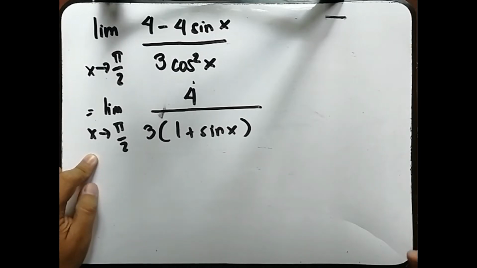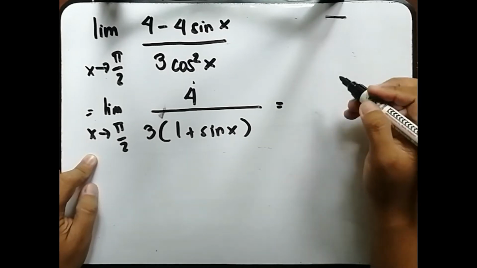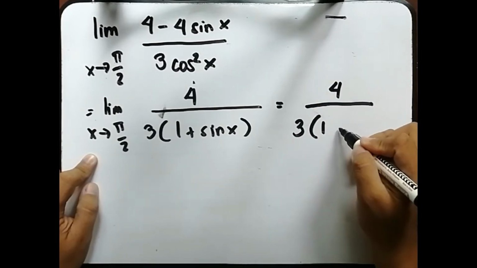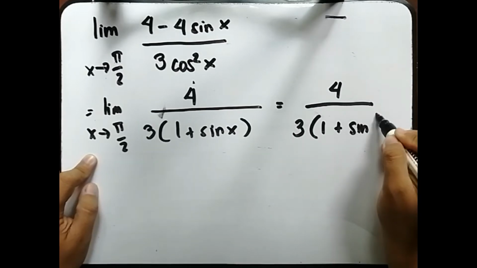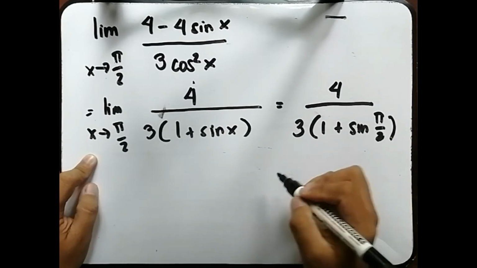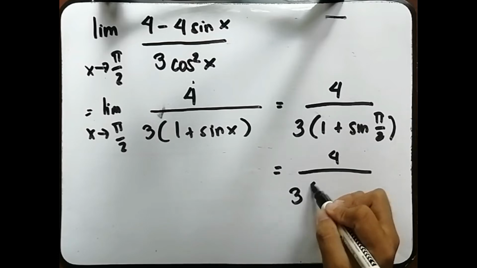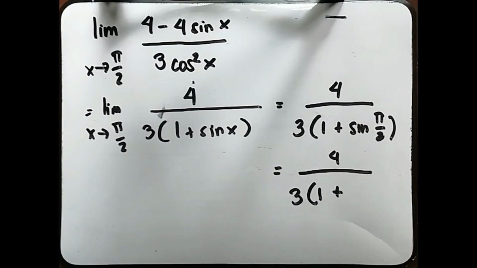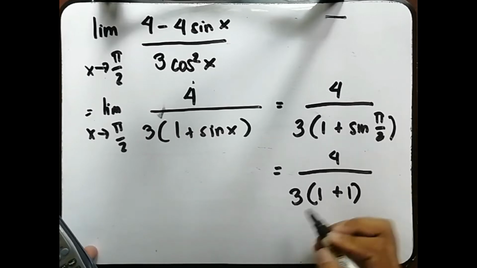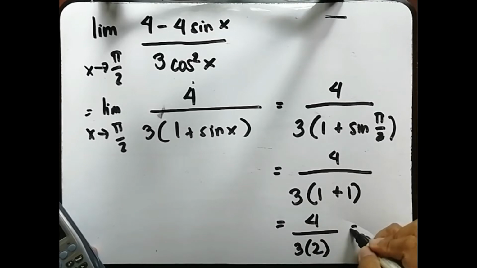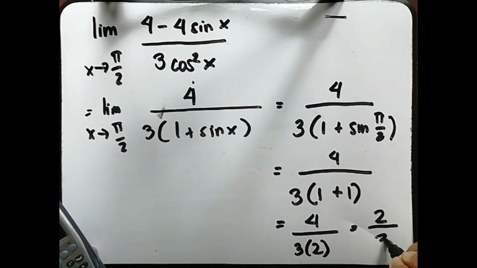Ngayon, pwede na tayong mag-substitute by direct substitution. That is 4 over 3 times 1 plus sine pi over 2, which is equal to 4 over 3 times 1 plus sine 90 is equal to 1. So we have 4 over 3 times 2, or that is equal to 2 over 3.